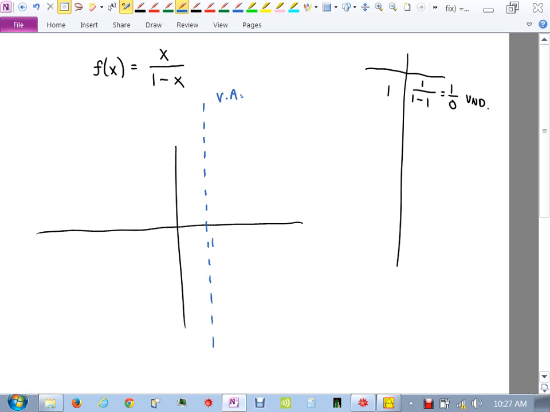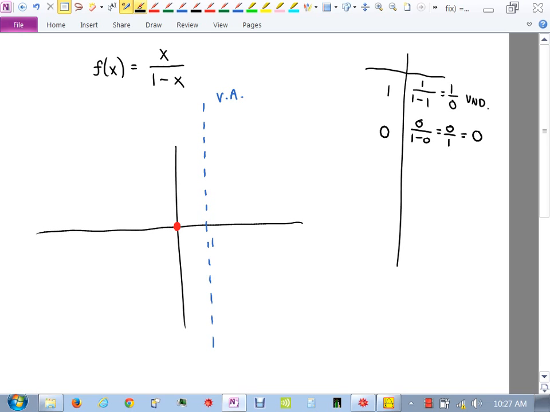Let's try some other points. We never plugged in 0, did we? We just started with 1 because that's what made it undefined. Let's go ahead and try 0. Does 0 work? You get 0 over 1 minus 0. That's 0 over 1. Can you do 0 over 1? Yes, that's just 0. So that means I actually have a point on my graph that lives where? On (0, 0). I'm going to do it in red. So that red dot lives on my graph. With me?